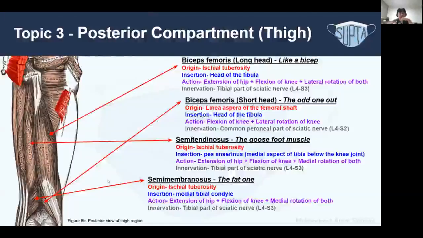Semimembranosus is, I think, more widespread, fatter. So it originates also from the ischial tuberosity. So it's actually bigger than you think, but it inserts on the medial tibial condyle. So the pes anserinus is sort of specific to the semitendinosus, not the semimembranosus. It extends the hip, it flexes the knee, and it medially rotates because, again, it originates from a shared point, which is the ischial tuberosity. So do most of these muscles, with exceptions to the biceps femoris.